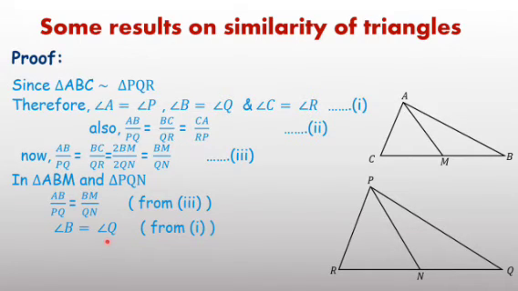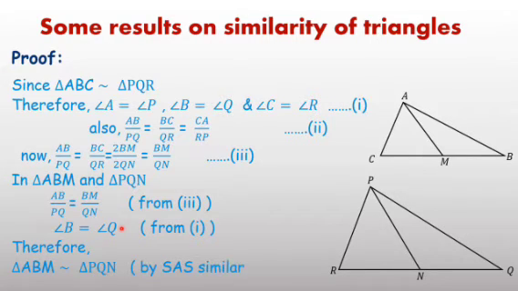And angle B equal to Q. We are going to apply here SAS similarity. SAS case, the process to apply: AB and BM, B is common in both, therefore angle B. PQ and QN, Q in both present means angle Q. B equal to Q, from equation first is given. Therefore, by SAS similarity, both triangles are similar.